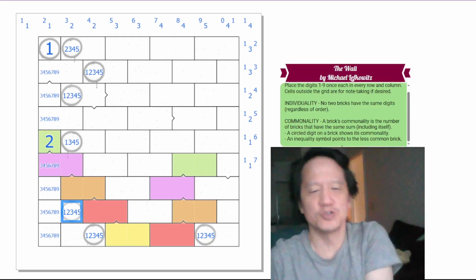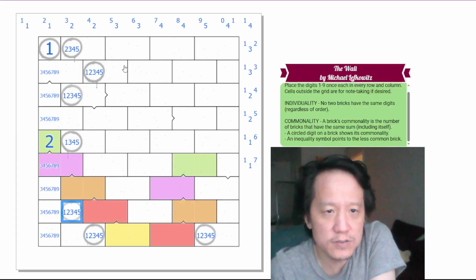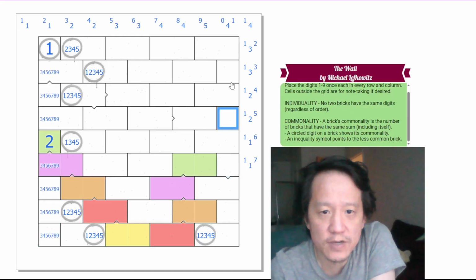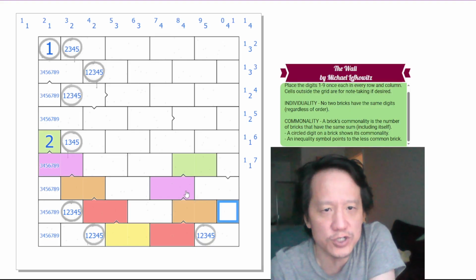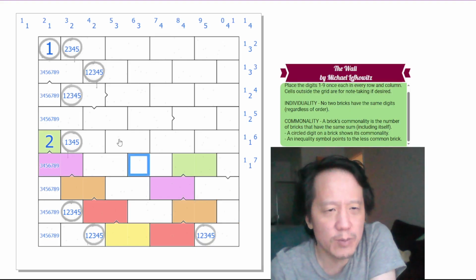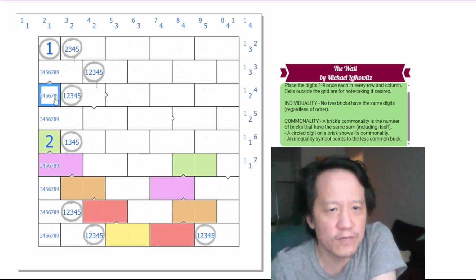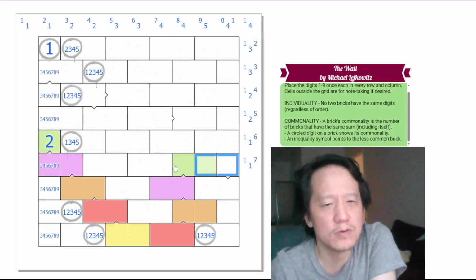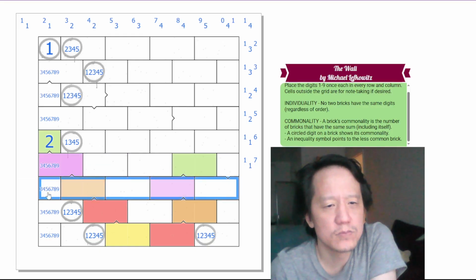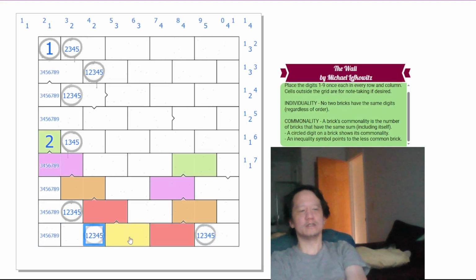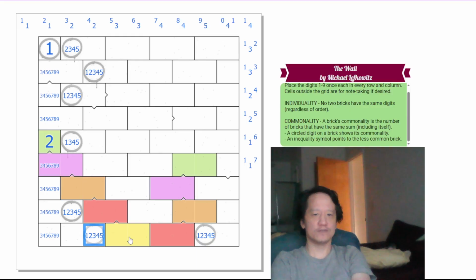How many bricks do we have, actually? Okay, so we have 1, 2, 3, 4, 5, 6, 7, 8, 9. So we have all the individual single digits. How many bricks in general do we have? This is 5, 5, 5, 5, 5. So it's 5 every row, which means it's 5 times 9, which is 45.